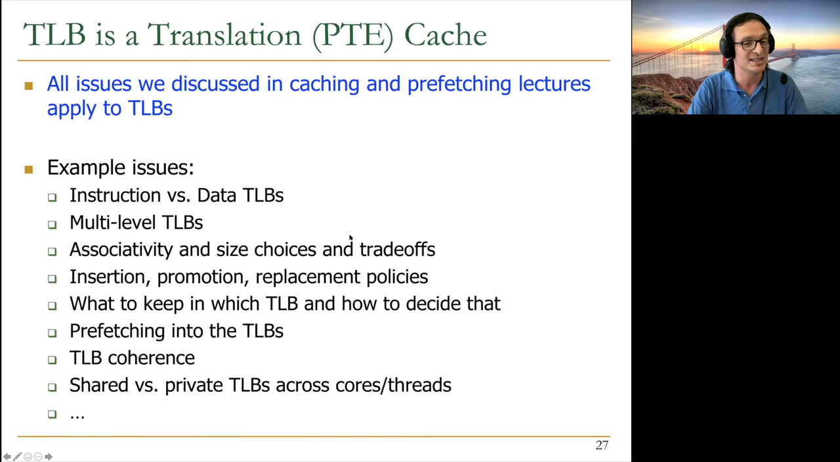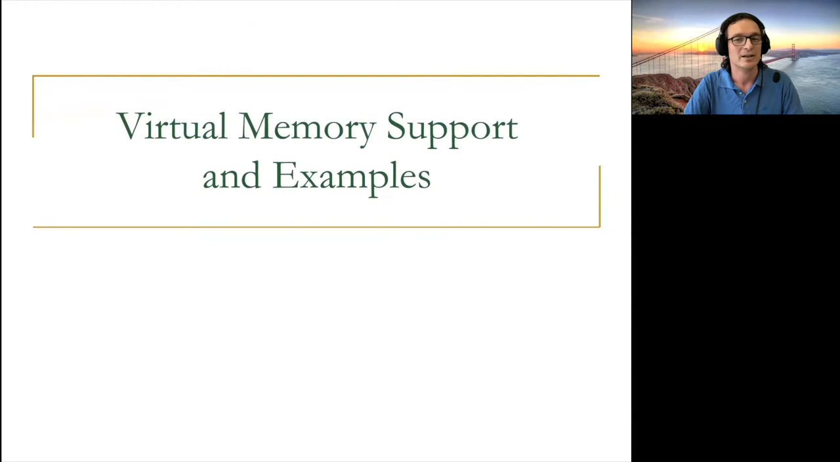Again, you want to keep in the TLB the most useful translations that are going to be needed in the future. And all of that applies. What to keep in which TLB and how to decide that, prefetching into the TLBs. Keeping TLBs coherent. We talked about cache coherence a little bit. That also applies. Shared versus private TLBs across different cores and threads, that also applies. So everything related to caching that we discussed applies to TLBs because they're also caches, except they cache translations, they don't cache data. Okay, so let's go into a little bit more detail into virtual memory support and examples.